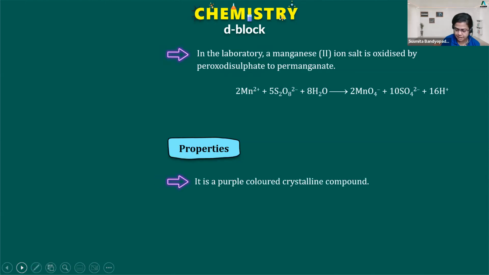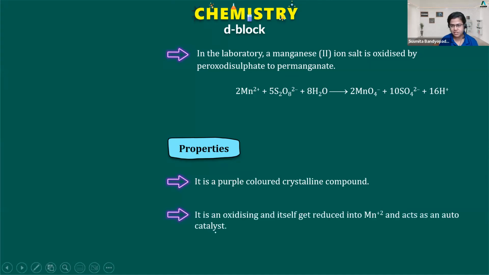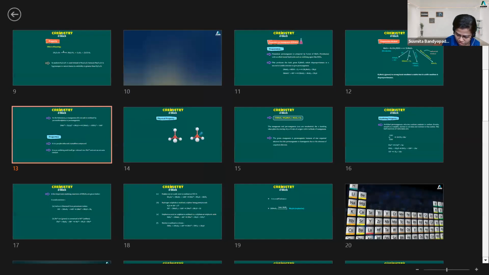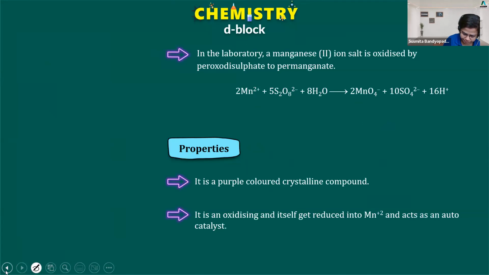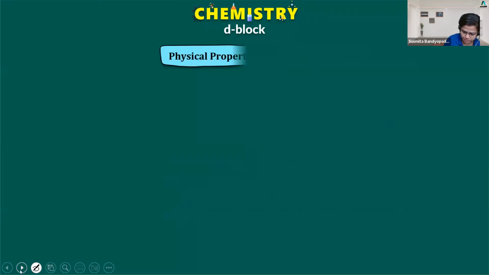It's a purple colored crystalline compound. It's a very strong oxidizing agent. By the way, it can only act as an oxidizing agent, and it can itself get reduced into Mn2+. One second, I'll just check if this information is given in other slides, who will write again? Otherwise, I will write once. The next slide. Wait, I'll come back to this. What I'm trying to write, I'll tell you.